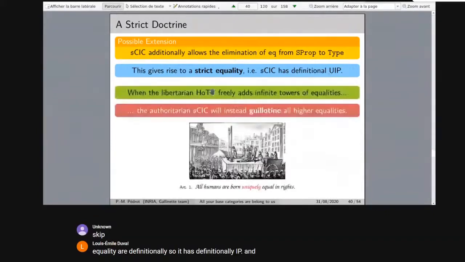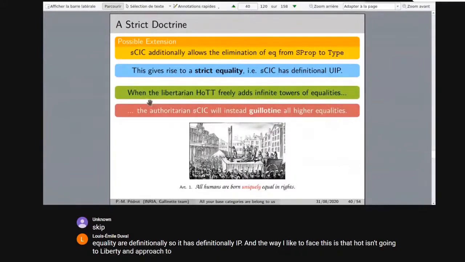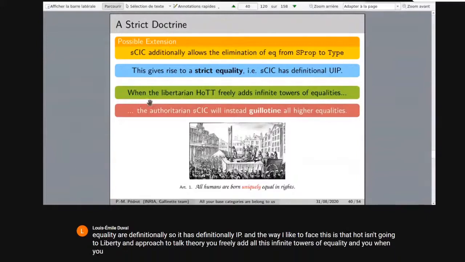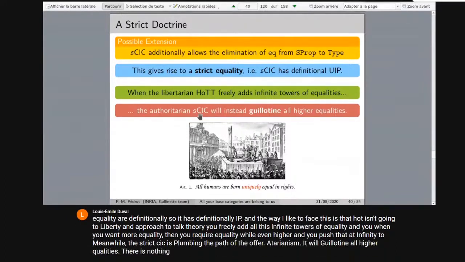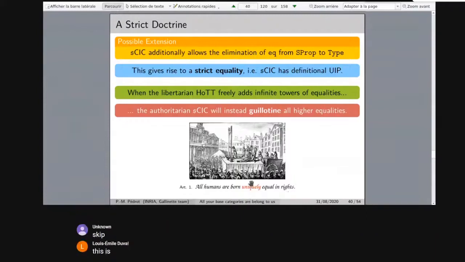And the way I like to phrase this is that hot is some kind of libertarian approach to type theory. You freely add all these infinite towers of equality, and when you want more equality, then you require equality one level higher, and you push that ad infinitum. Meanwhile, the strict CIC is following the path of authoritarianism. It will guillotine all higher equalities. There is nothing more above the first level of equality. All humans are born uniquely equal in rights. This is the missing part of the first article.